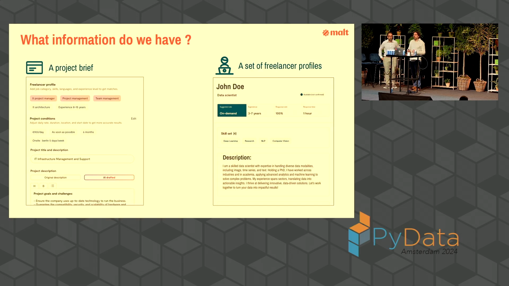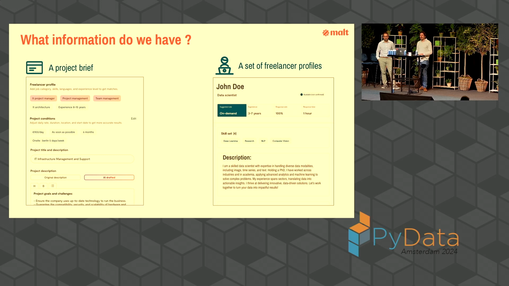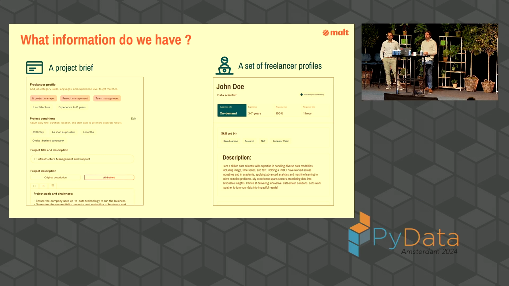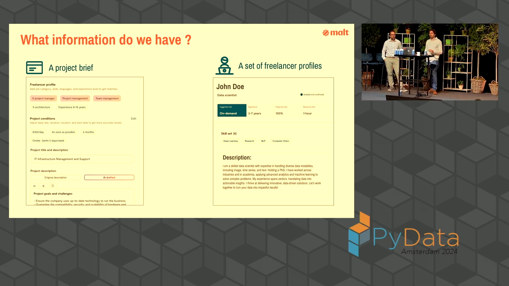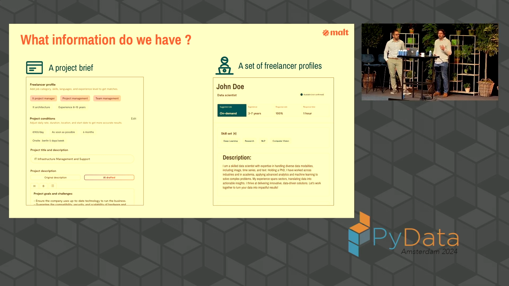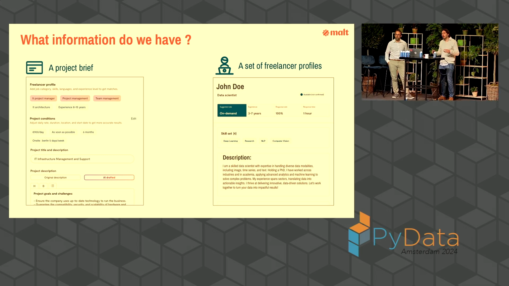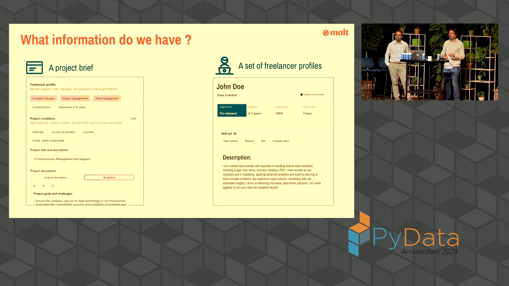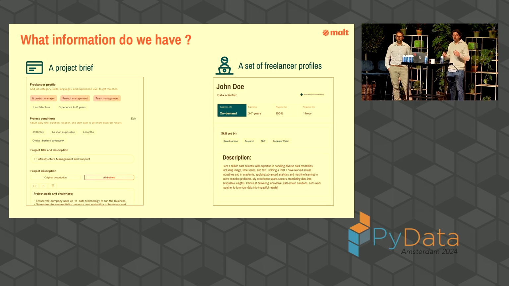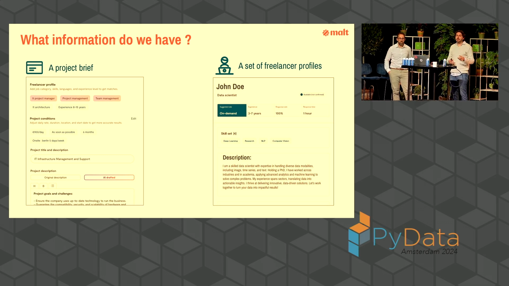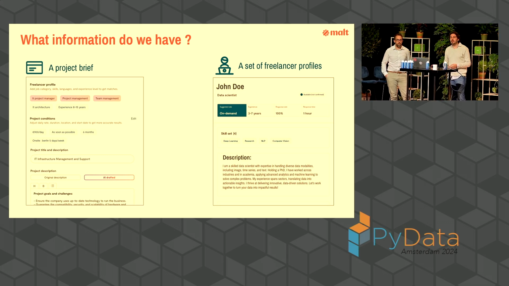Before jumping to a solution, we can have a look at what data we have at our disposal. Whenever a company contacts us to do automatic matching, we ask them to fill in a brief, and this brief contains three types of information. The first one is regarding what kind of freelancer they are looking for: a job title, a job category selected from our taxonomy, and some mandatory and bonus skills that the freelancer should have.